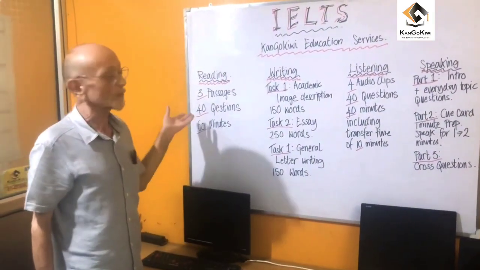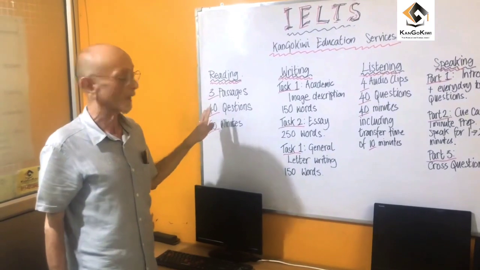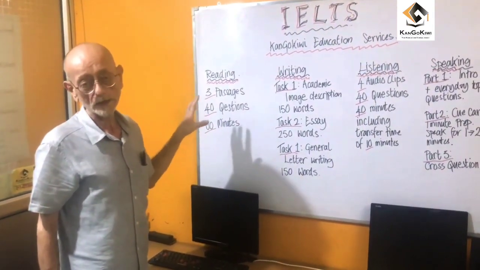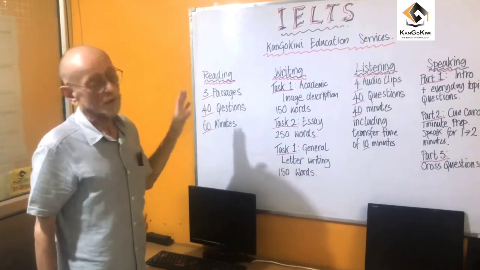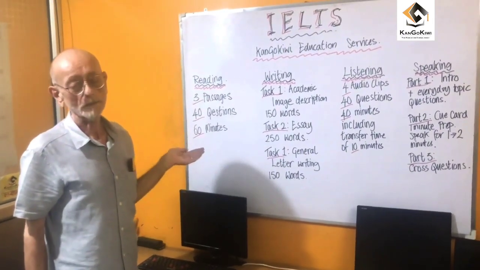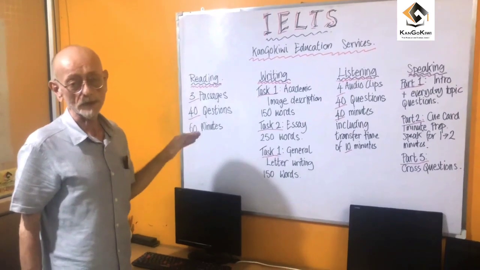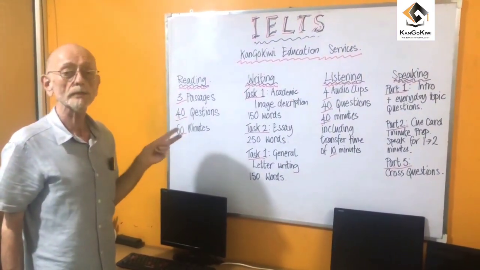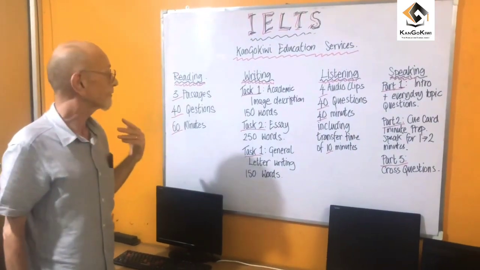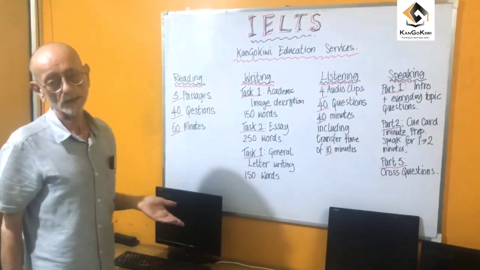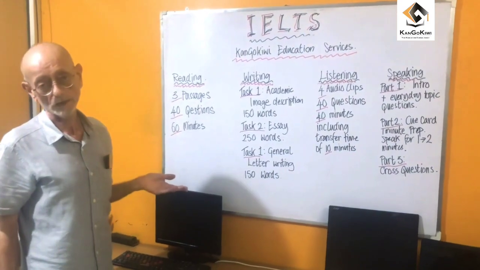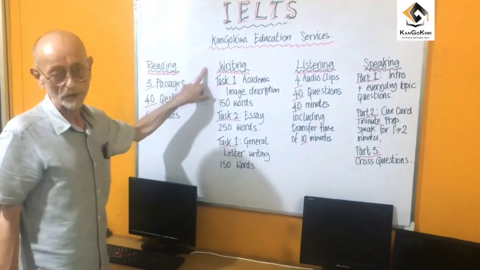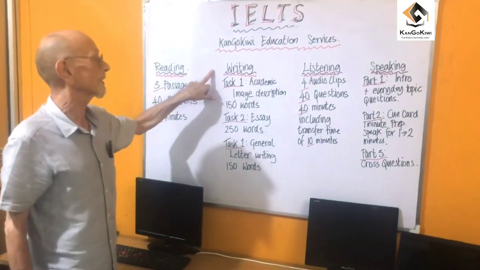The difference between academic and general in reading is that in the reading section for academic, you have 3 extended passages, and in the general version, you have section 1 and section 2, which is divided into 2 shorter passages. And broadly speaking, general IELTS is easier than the academic version.